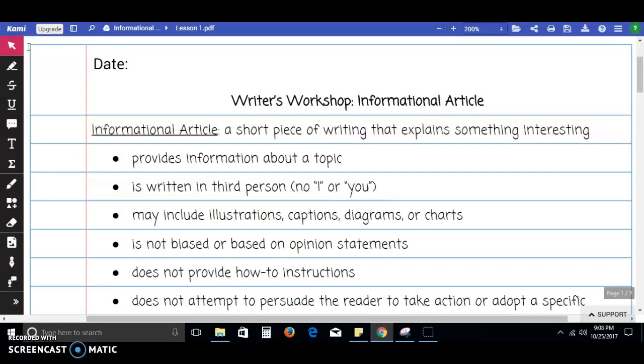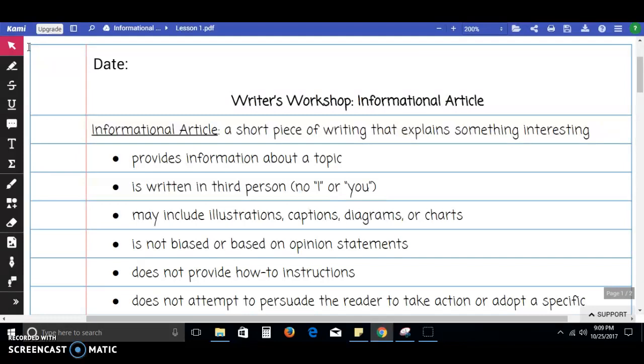On your notes, please be sure to put the date at the top of the page, and you are going to title these notes Writer's Workshop Informational Article. Please format these notes the way they are shown. Please make sure that you are copying the same indents, spacing, and all of that.